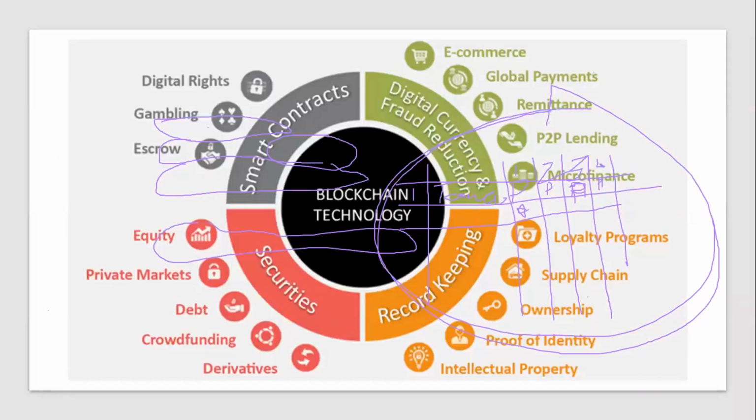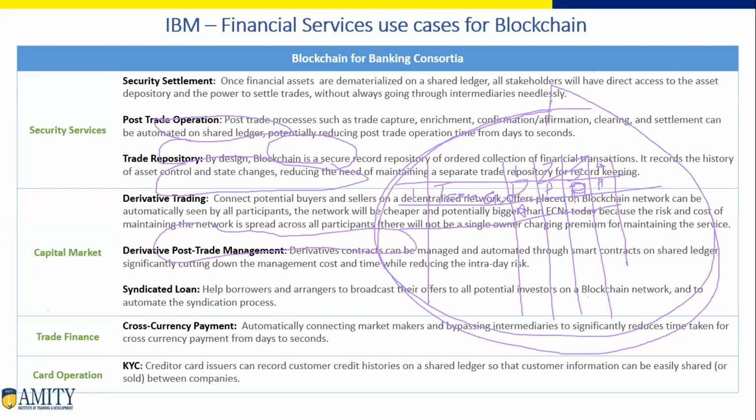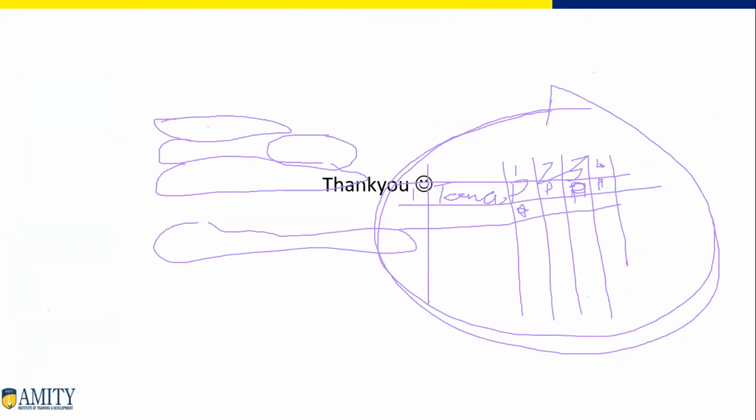So where can blockchain be used? Wherever the transaction needs to be recorded, whether it is ownership, intellectual property rights, crowdfunding, debt, private market, gambling, or other payment methods and gateways. Whether it is a monetary or non-monetary transaction, you may use blockchain, right? So with this, we end with blockchain.